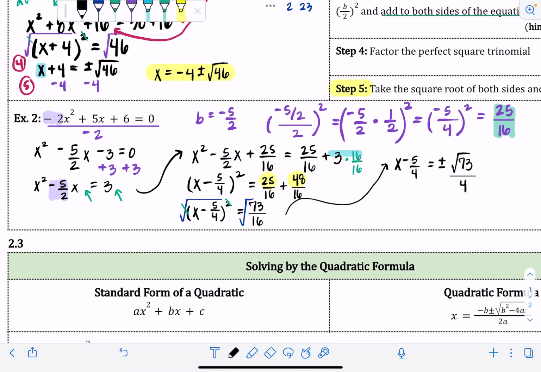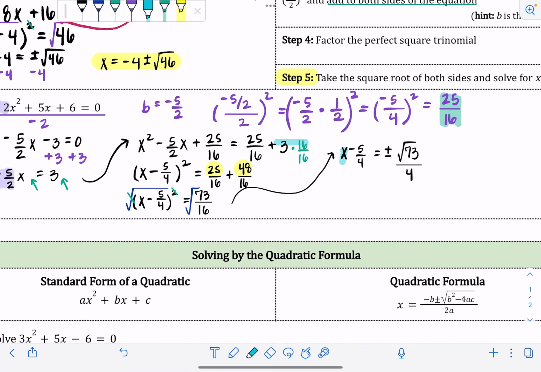And now I need to get x by itself. So I still just have that minus 5/4. To cancel that out, I'm going to add the 5/4 to both sides. And it's kind of cool, I don't know, maybe not the same version of cool as everything else. Oops, that's supposed to be a 4. These have the same denominator, the 5/4 and the root 73 over 4. They have the same denominator, so we can write them all as one big fraction so that it's a little bit more simple.